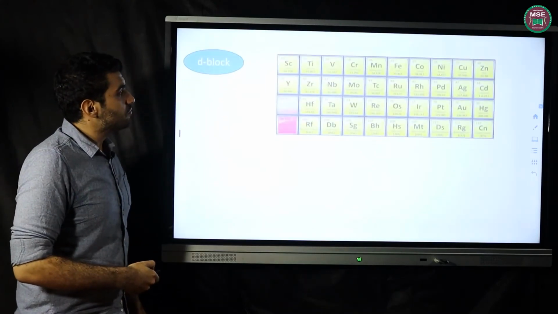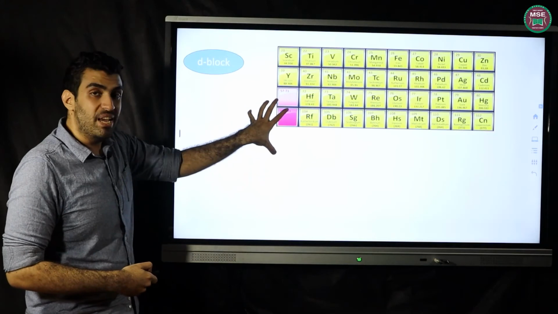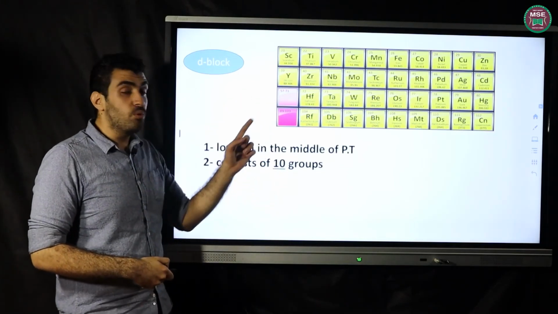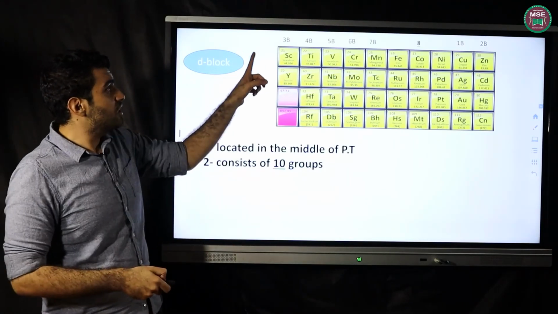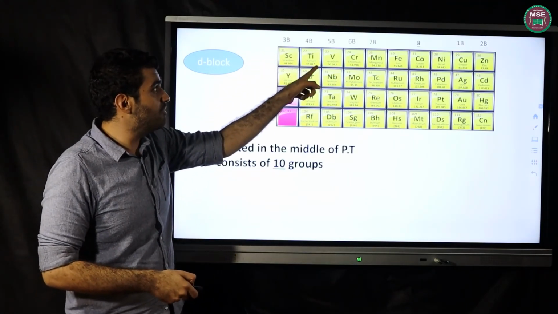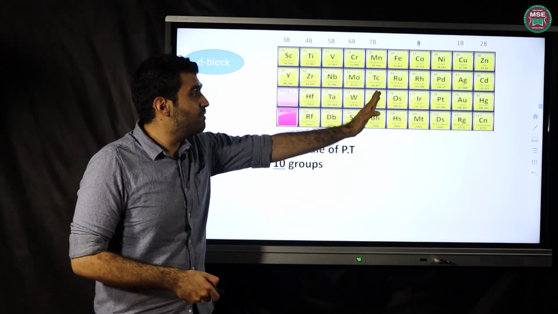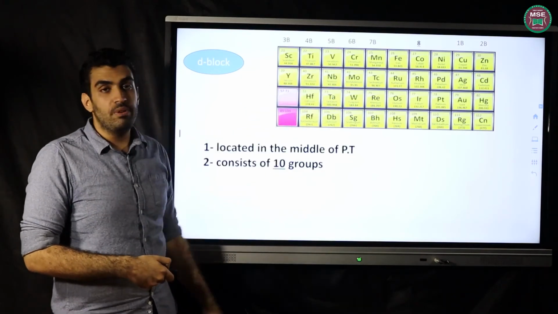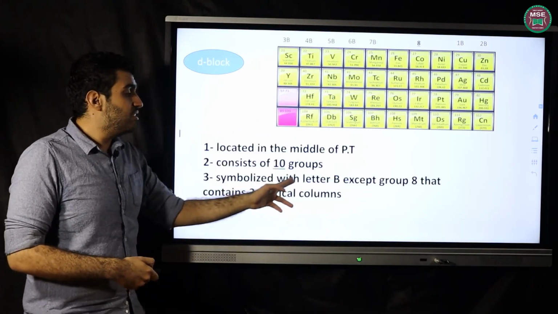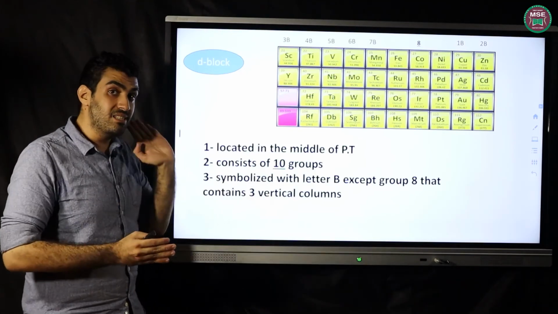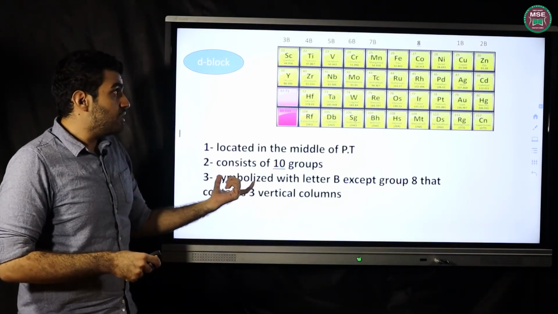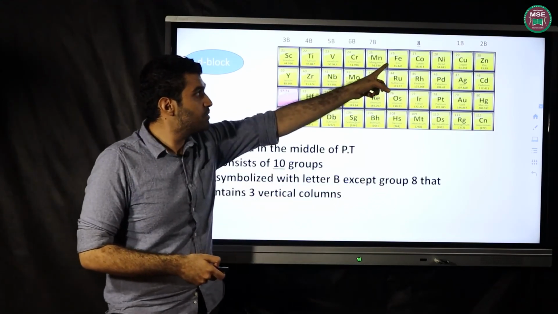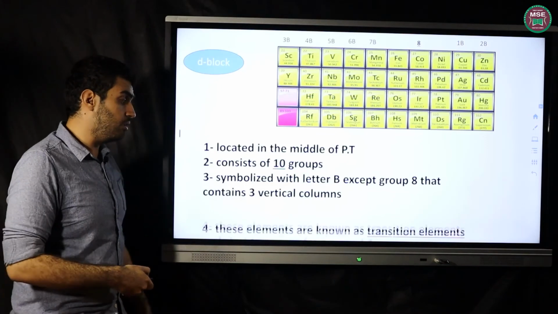D block is found in the middle of the modern periodic table. It consists of 10 groups. Focus. The groups are 3B, 4B, 5B, 6B, 7B, and then 3 groups together are called group number 8, then 1B and 2B. They are symbolized with the letter B, not A like the S and P blocks, except group 8, which contains how many vertical columns? 1, 2, and 3 vertical columns.